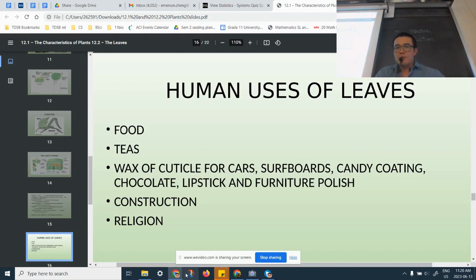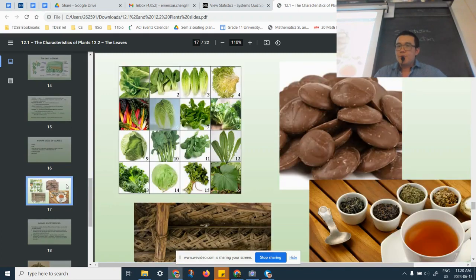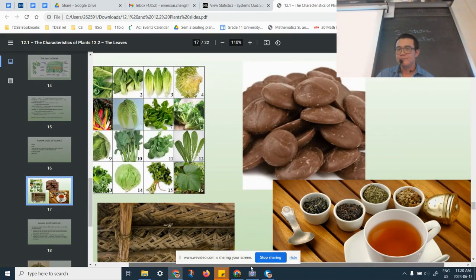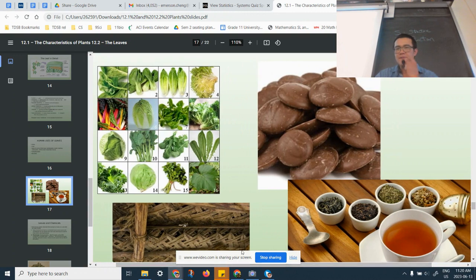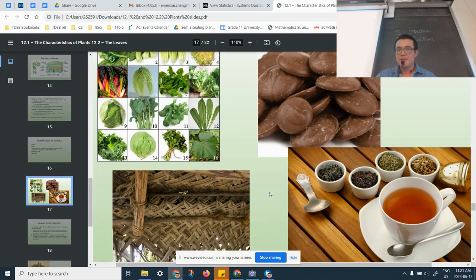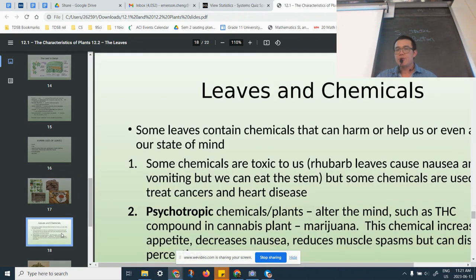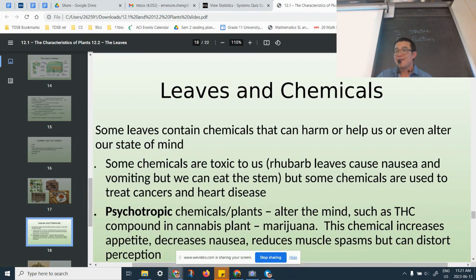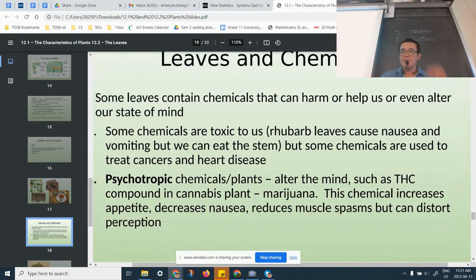All right, so here is some. I thought chocolate is from a berry. This looks like chocolate, but tea leaves. Now, in terms of the chemicals in the tea, or in the leaves, here are a couple of things. Make sure you write them down.